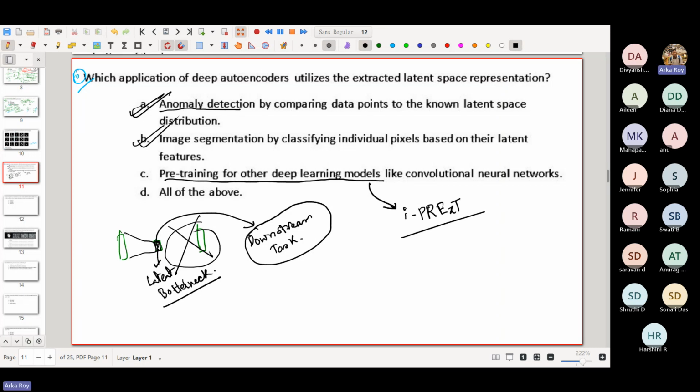In this particular paper also we used an autoencoder which was pre-trained, and then we fed those representations into another deep learning network which was basically used for classification tasks. So that is why this option is also true, that pre-training of other deep learning models we can do. For example, I used it for MLPNN pre-training, and here they are saying convolutional neural network, any sort of neural network you can use after the representations that you extract from the deep autoencoder architectures. So all of the options are correct. So option D is the final answer.